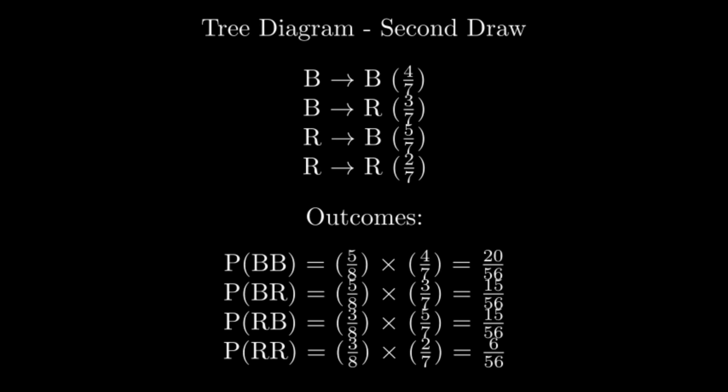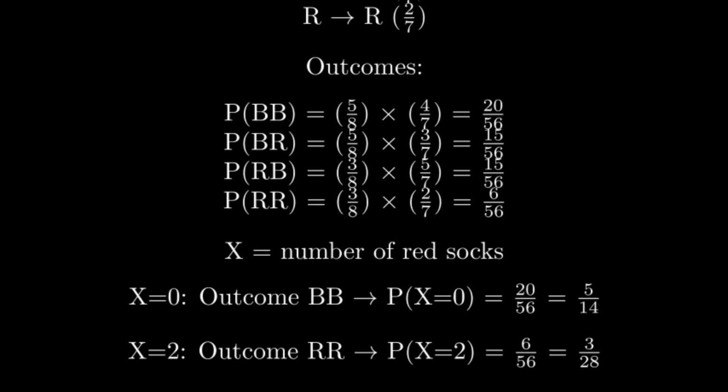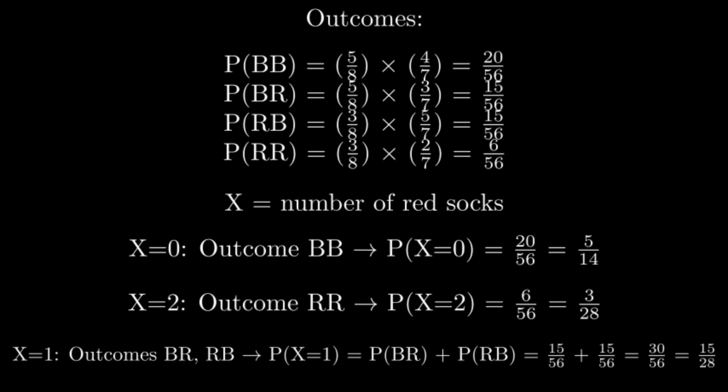Our random variable X is the number of red socks. Let's find the probability for each possible value of X. X can be 0, 1, or 2. X equals 0 corresponds to the outcome BB, so P(X = 0) is 20/56, which simplifies to 5/14. X equals 2 corresponds to the outcome RR, so P(X = 2) is 6/56 or 3/28. X equals 1 corresponds to 2 outcomes, drawing a black then a red or a red then a black. We need to add their probabilities. So P(X = 1) is 15/56 plus 15/56, which equals 30/56 or 15/28.